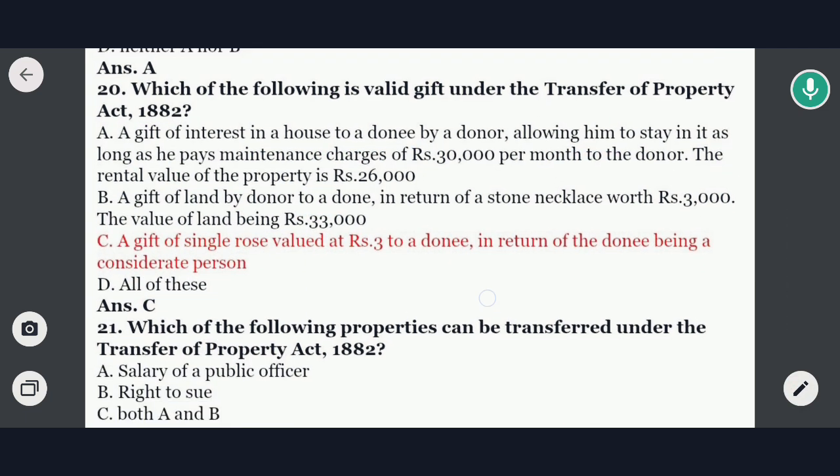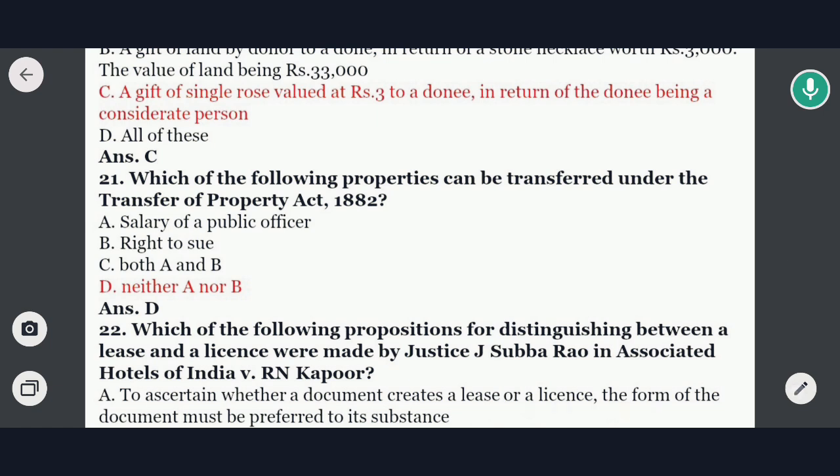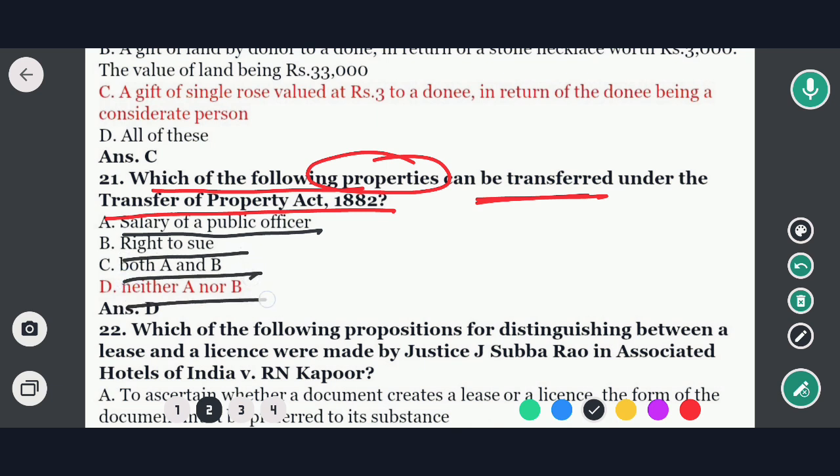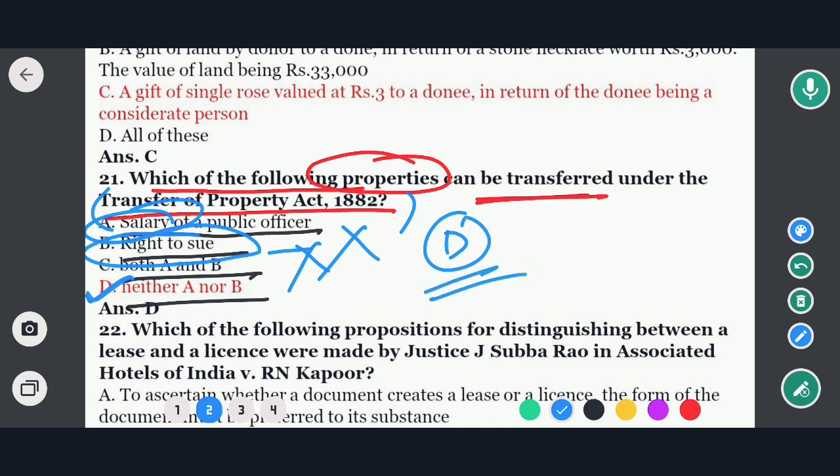Okay, so now to the next question. The next question is: which of the following properties can be transferred under the Transfer of Property Act 1882? Options are salary of a public officer, right to sue, both A and B, neither A nor B. So in this case the correct option would be option D. That means under the Transfer of Property Act 1882, salary of a public officer cannot be transferred. Right to sue cannot be transferred. So neither salary nor right to sue can be transferred. Option D would be the correct answer.